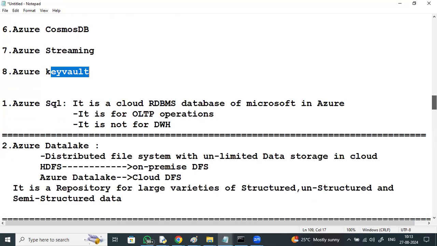Azure SQL is a cloud RDBMS database of Microsoft. It is for OLTP operations, online transactional processing for day-to-day operations. It is not for data warehouse. Next, Azure Data Lake.